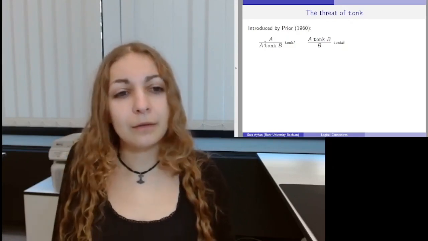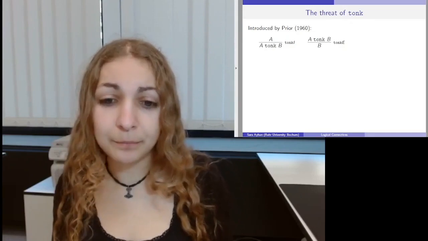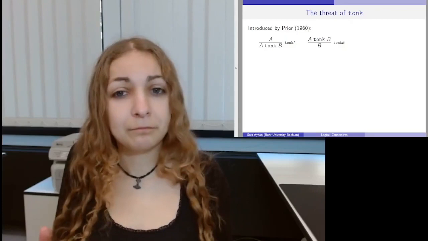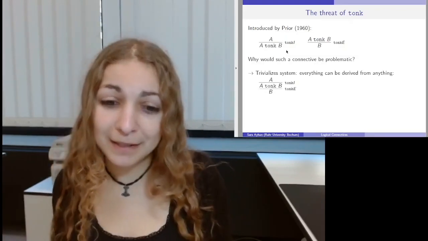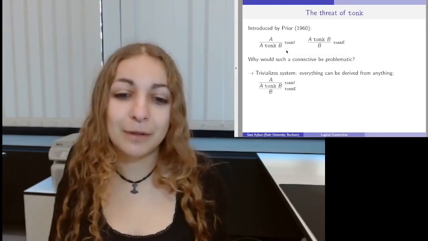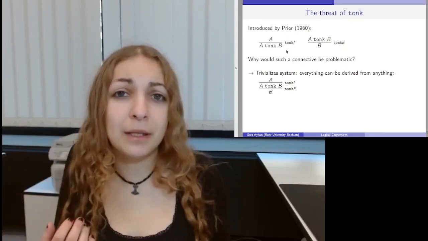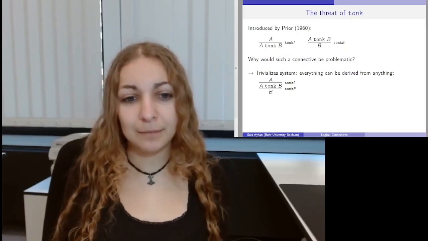The rules are that from A we can derive A tonk B, and from A tonk B we can derive B. Great. Why would such a connective be problematic? Well, of course, because it would trivialize our system. With this, we could go from A, arbitrary A, to A tonk B, and then to B. So everything could be derived from anything, basically. Yeah, and this would be hugely undesirable.